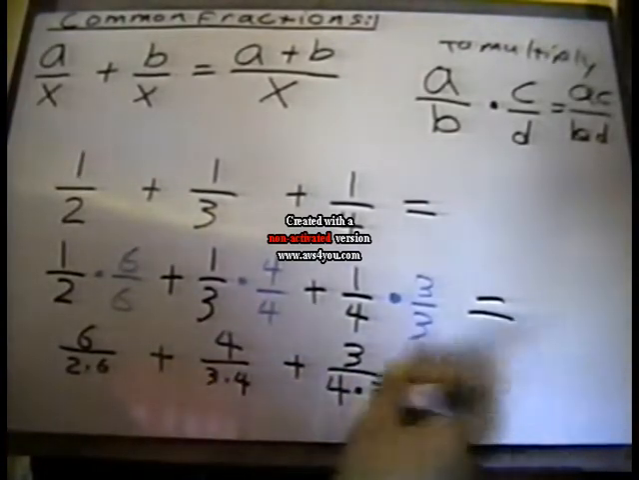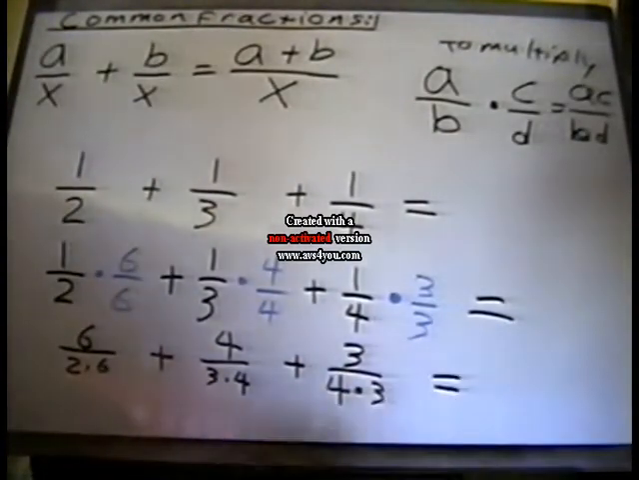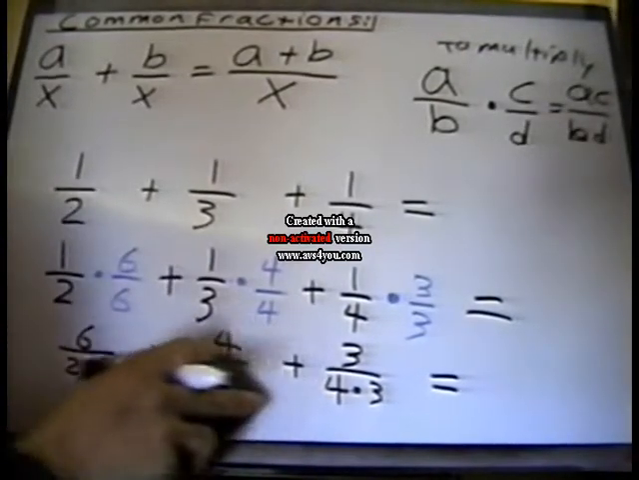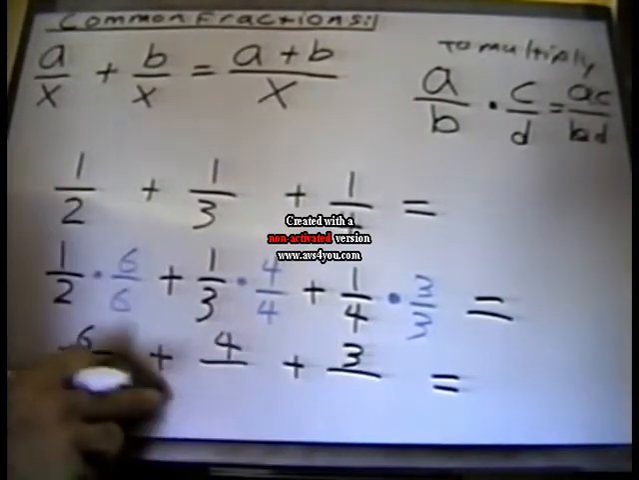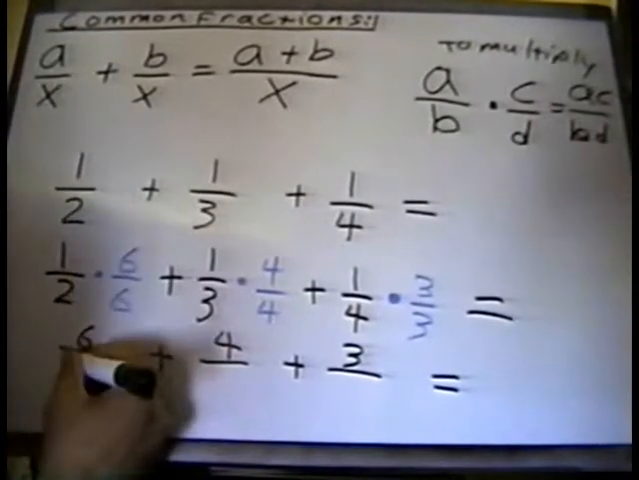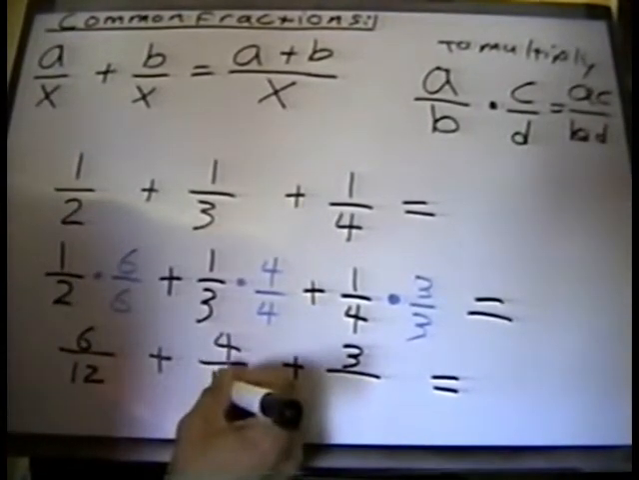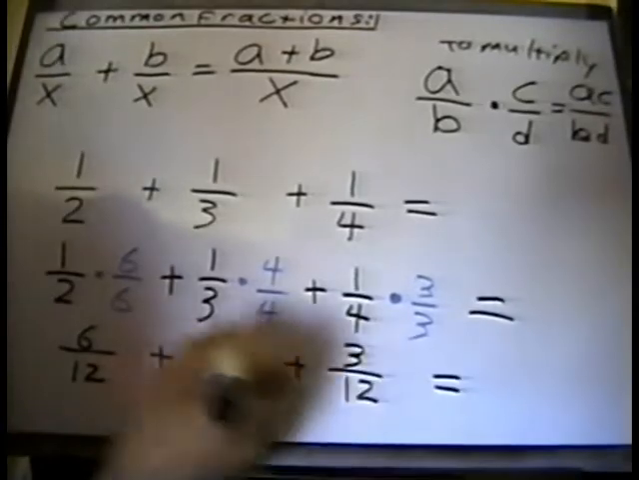So this becomes 6 over 12. Of course, what we were trying to get was 12. Each one becomes 12.